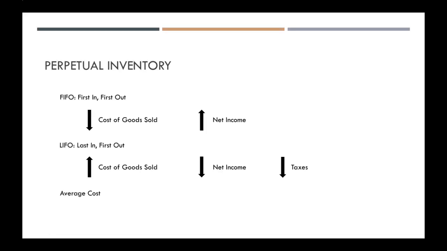Average cost is just going to be somewhere between our FIFO and our LIFO numbers. So the cost of goods sold isn't going to be as high as what we get when we use LIFO, but it's also not going to be as low as we get when we use FIFO. Now, a company is going to pick one of these methods and stick with it. Because in order to change, they have to go back multiple years and redo all of their financial statements, and it's a lot of work. So they're going to pick one method and stick with that for a good amount of time.